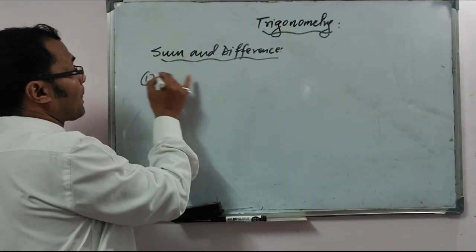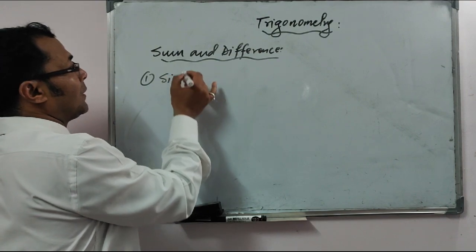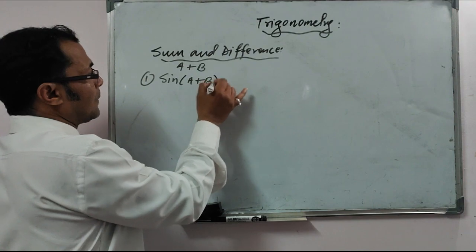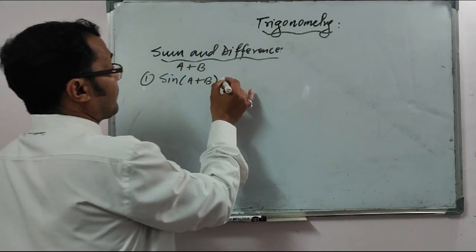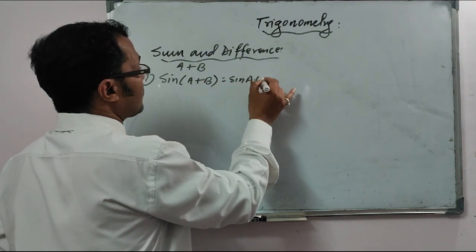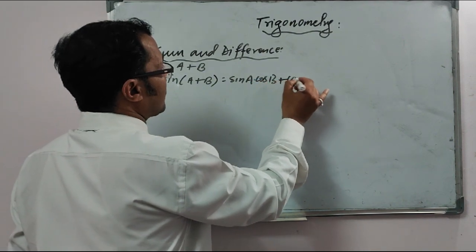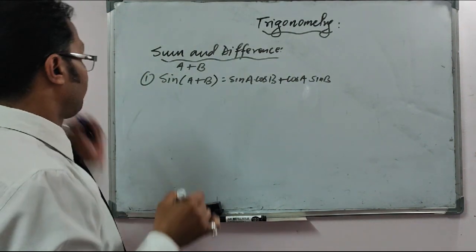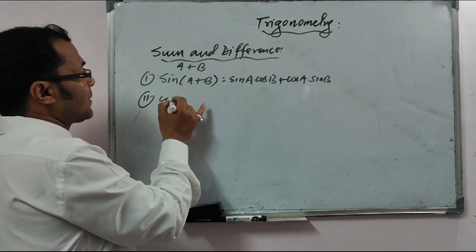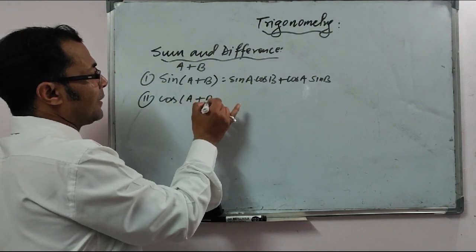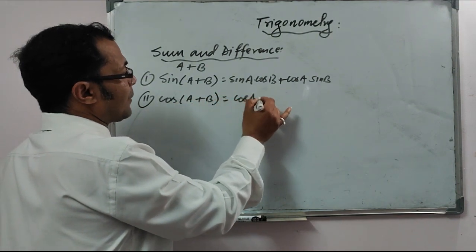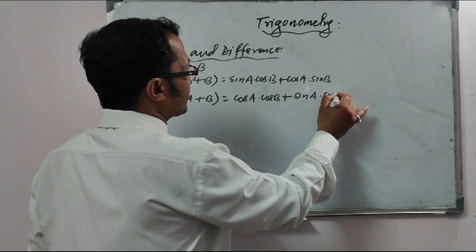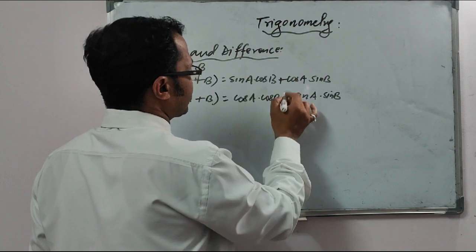The first one is sine, let's say a plus b, sum. Sine a plus b. Well, you all know the formula. The formula is sine a cos b plus cos a sine b. Similarly, the second one is for cos a plus b, and that is cos a cos b minus sine a sine b.